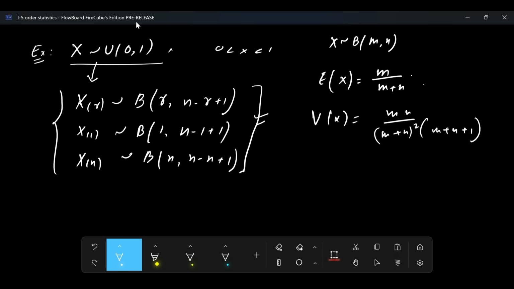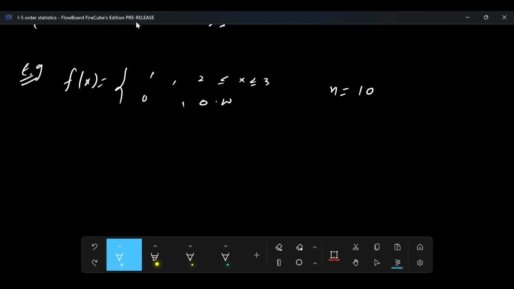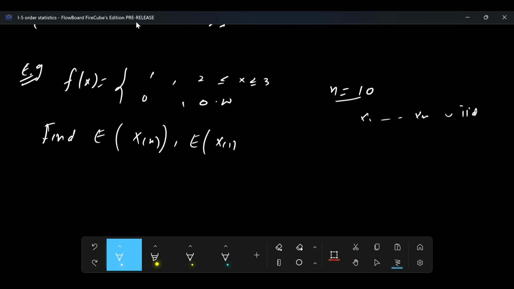Let's write an example here. Example: we are given f of x is equal to 1, where x is between these limits, and we are given n is equal to 10, and x1 up to xn follow IID. Clear? Now find expectation of xn, expectation of x1.